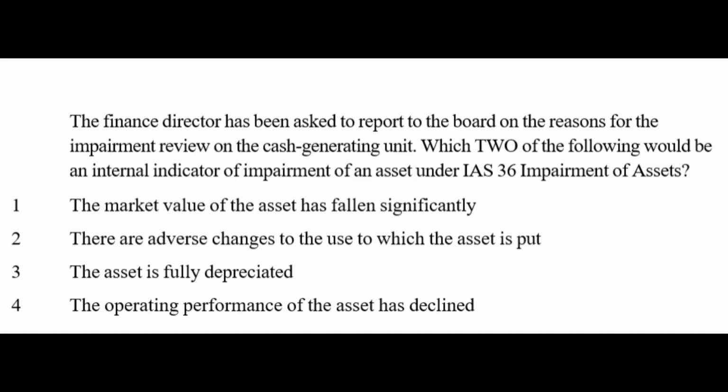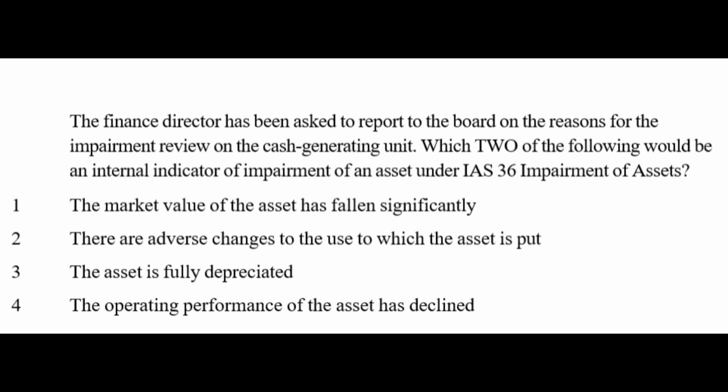This question tests knowledge of IAS 36 Impairment of Assets, specifically the distinction between internal versus external indicators of impairment. The key requirement is to identify internal indicators, which arise from the entity's own operations or asset usage, rather than external market conditions. IAS 36 requires an impairment review when there are indicators that an asset's recoverable amount may have fallen below its carrying amount.